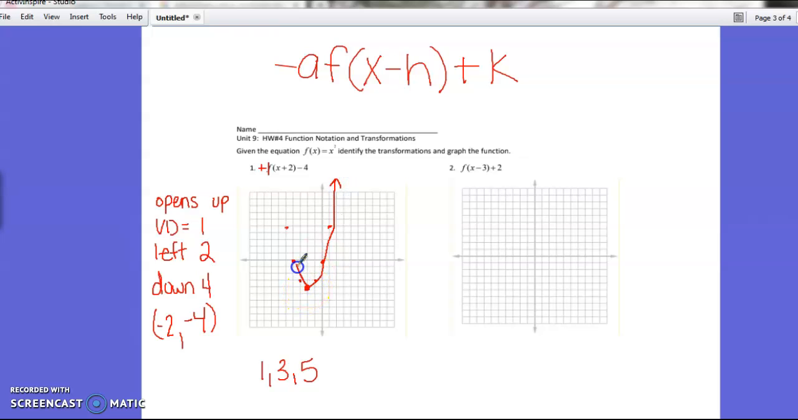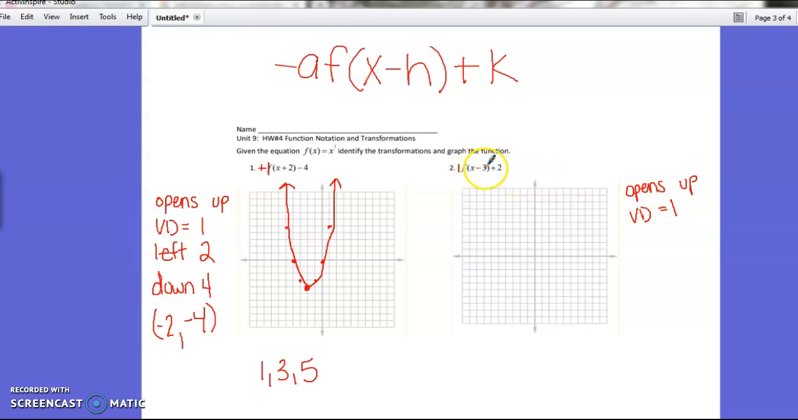Can't connect my points because I'm using an old tablet here. Alright, so let's try this again. So looking at this one here, that works when our vertical dilation is 1, the 1, 2, 3. Alright, so here we have a 1 in front. So this one's going to open up. And so we have a vertical dilation of 1.